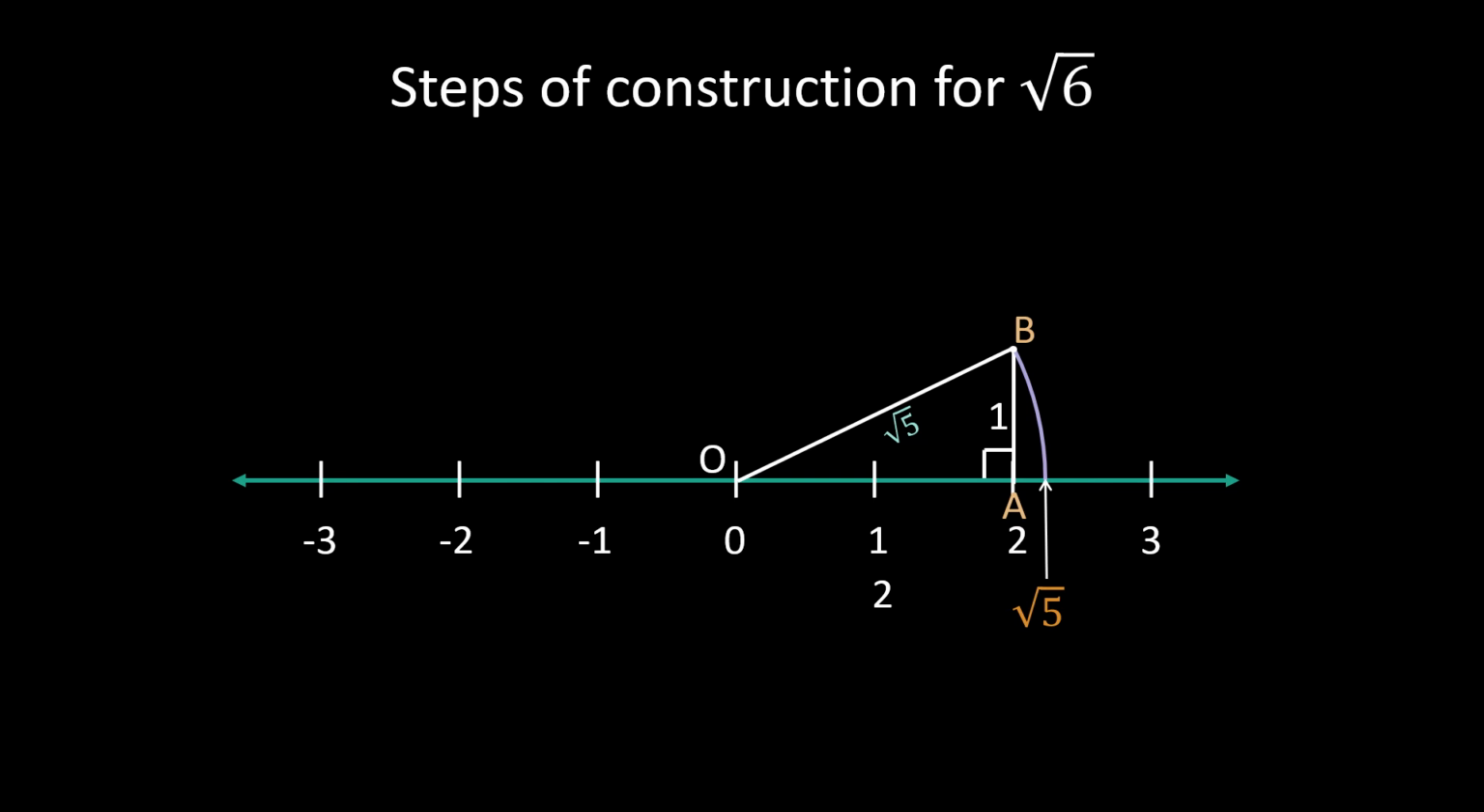Steps of construction for root 6. We have already constructed triangle OAB for root 5. We will continue from that step. Construct segment BD of length 1 unit perpendicular to segment OB. As scale factor is 2 cm is equal to 1 unit, BD is equal to 2 centimeters. Join OD. Now consider O as center and OD as radius. Draw arc intersecting number line at point E. E corresponds to root 6.